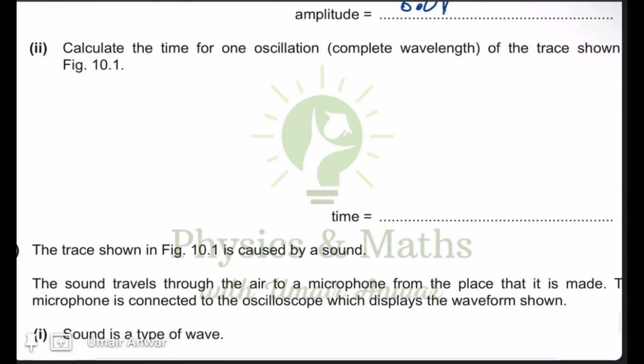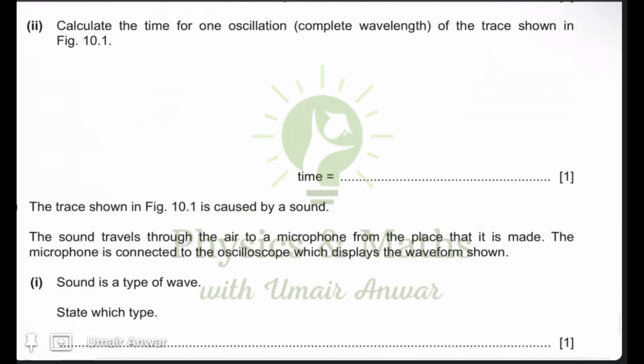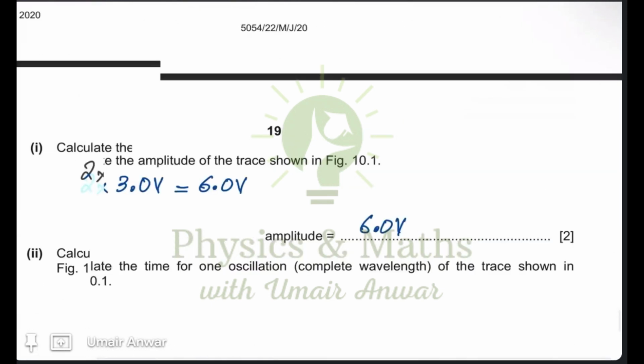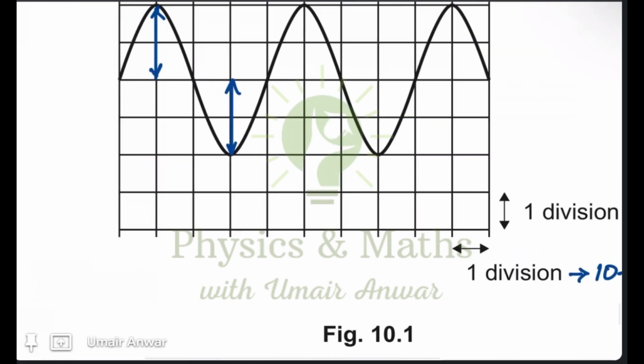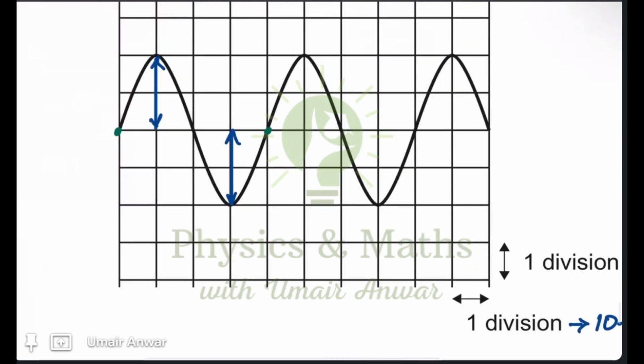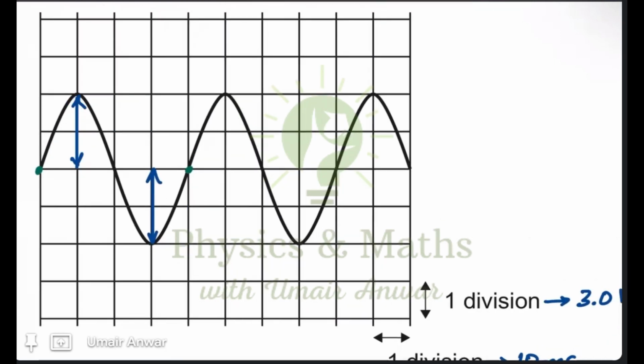Okay, the next part is calculate the time for one oscillation, complete wavelength of the trace shown in this figure. So for example, if we start measuring from this point, then a wave would be completed on this point. So there are 1, 2, 3, and 4 divisions. Or if we measure from the crest, for example, from this crest till this crest, then again we can see that there are 4 divisions.